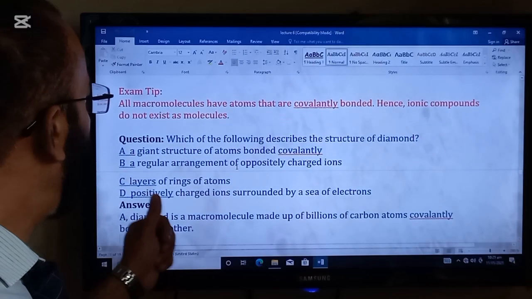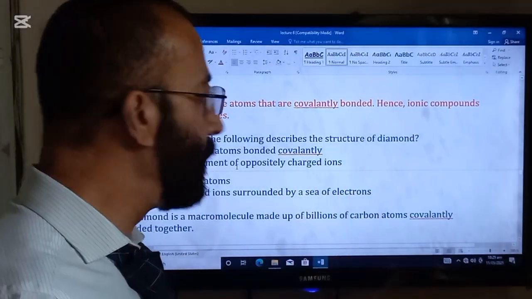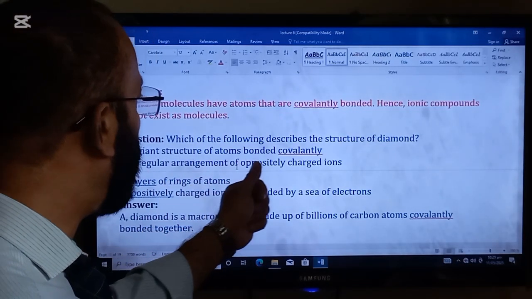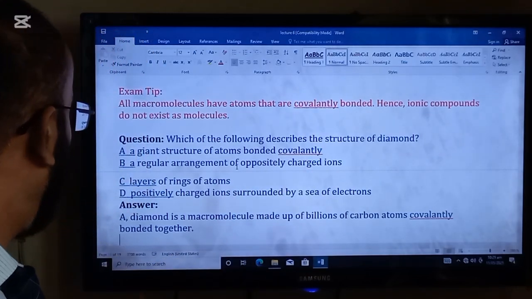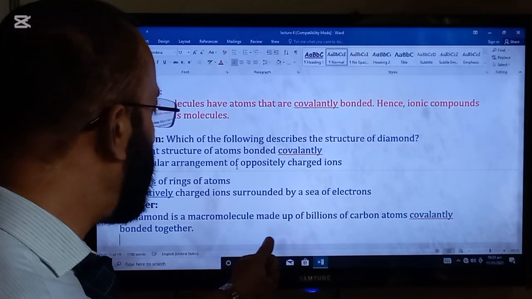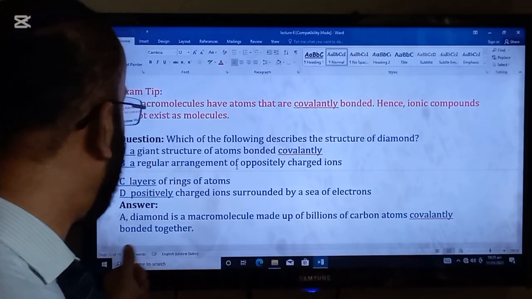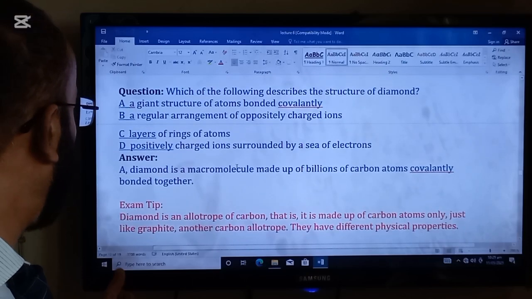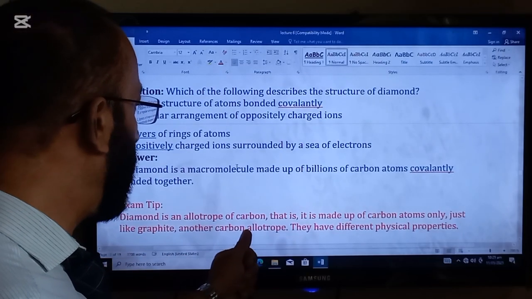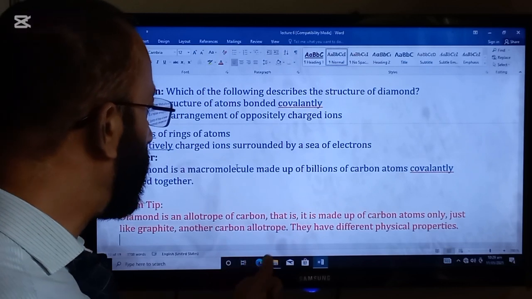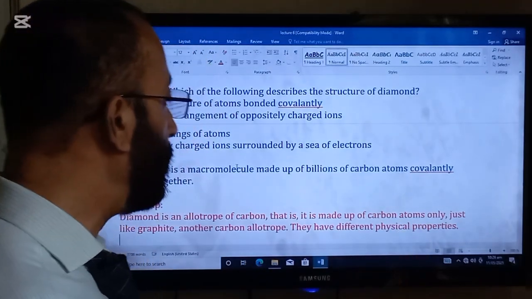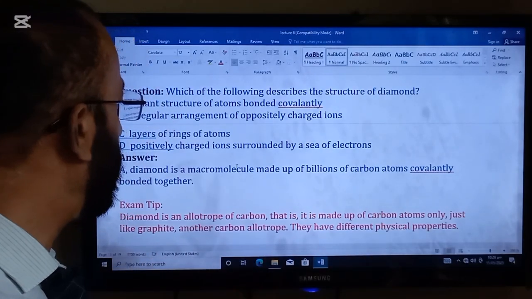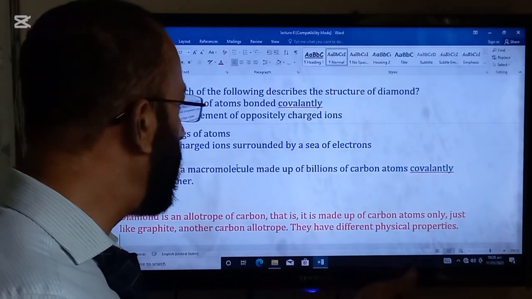Another question is, which of the following describes the structure of the diamond? The answer is A part, a giant structure of the atoms bonded covalently. Diamond is a macromolecule made up of billions of the carbon atoms covalently bonded together. Exam tip for you people is, diamond is an allotrope of the carbon. That is, it is made up of the carbon atoms only. Just like graphite and other carbon allotropes, they have different physical properties.